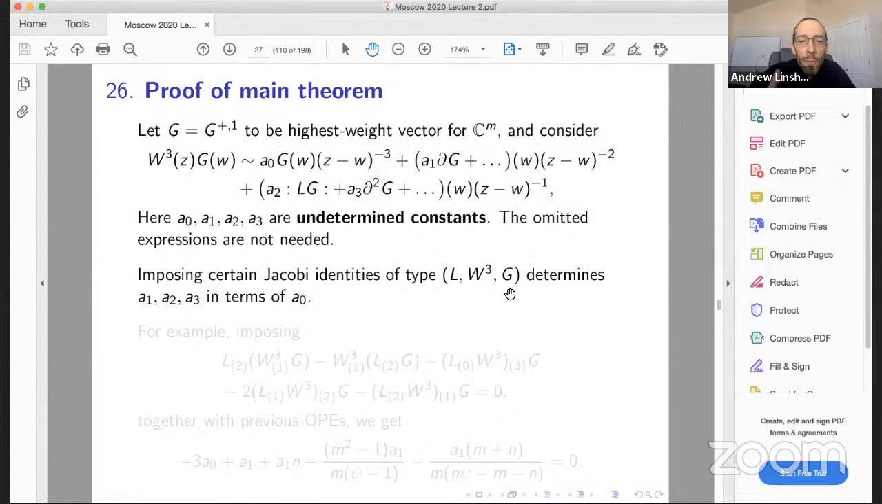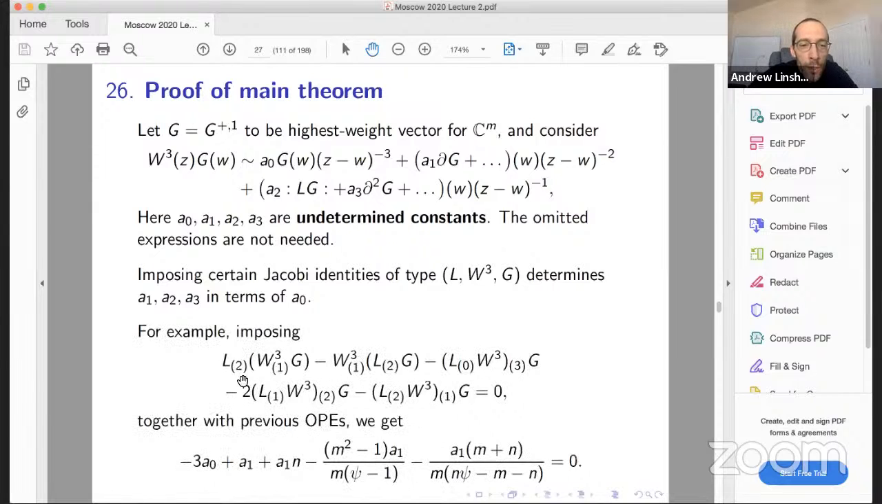And again, when I impose this identity, there are many terms, some of which depend on these terms that I didn't put in. I don't want to consider all the terms. There's only certain coefficients that I care about that only depend on the 4 undetermined constants that I wrote down. And so here's one example. So if I take this Jacobi identity where I have r and s equal to 2 and 1, and I pick out just a certain coefficient, then I get this equation involving A0, A1, and psi, m, and n are entering as parameters here.